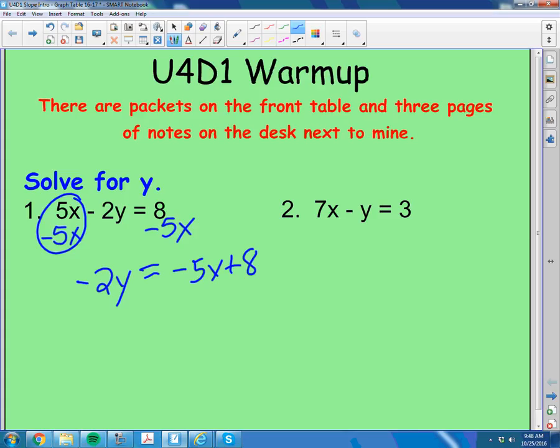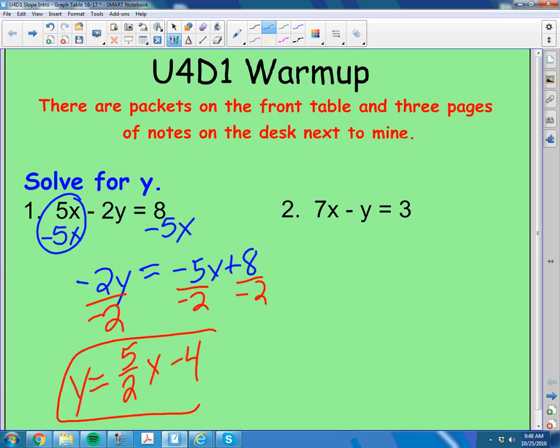Okay? So now that I'm here, what's my final step to get the y by itself? Divide by negative 2. Now, a lot of times we would put it all the way across negative 2. Here's what I want you to start doing. Divide every term by negative 2. Now what you end up with is y equals... what's a negative divided by a negative? Positive. And does 5 divided by 2 simplify? No. If you do math enter, it stays 5 over 2x minus 4. That is your answer. Y equals 5 over 2x minus 4.